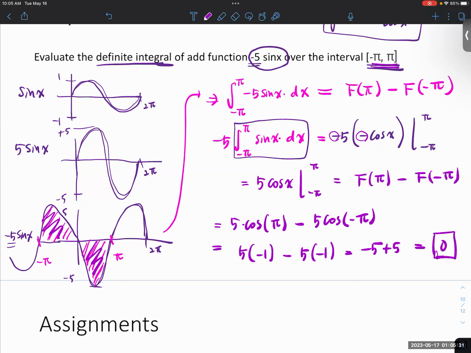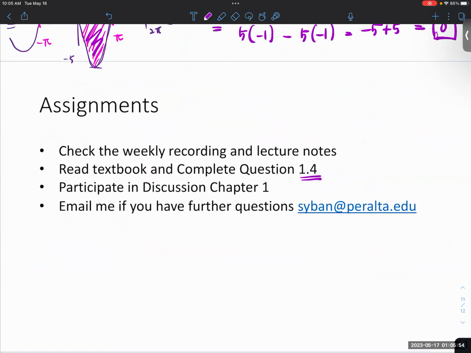So here we can see how the integral can be applied in many different contexts, to find the position, velocity, acceleration, and also area, so that you can see the benefit of using the integral in many, many applied problems. So that's all about it. 1.4 is a very, very short topic. After watching this video, you can definitely complete the quiz 1.4.